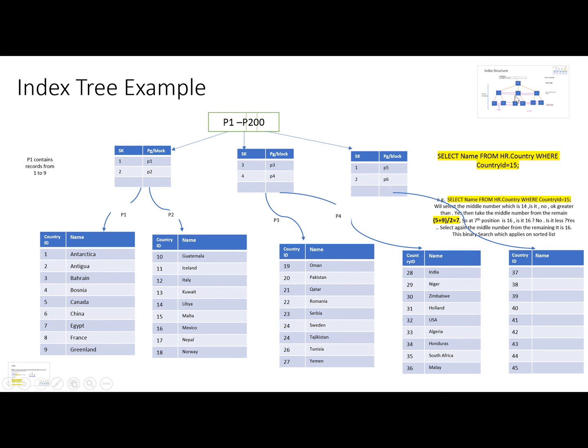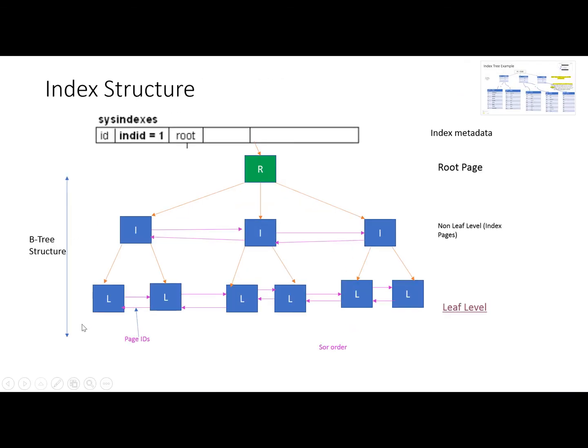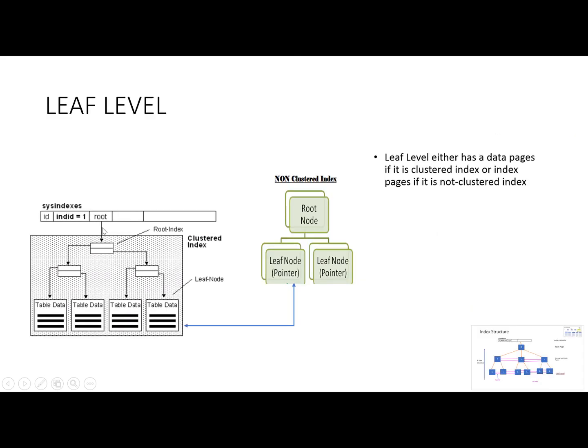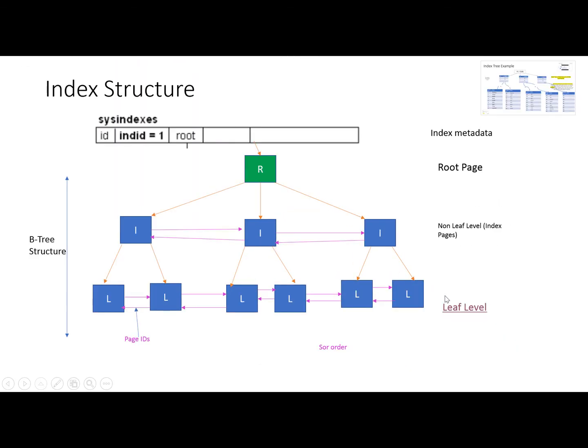So this is the index structure, and this structure is known as the B-tree structure. This is the leaf level which we have discussed: in the case of a clustered index, the table data will exist there. If it is a non-clustered index, then there will be pointers which will point to this data. This is the basic structure, whatever the index type, and the structure is the same for all indexes. This is the basic structure for all indexes.